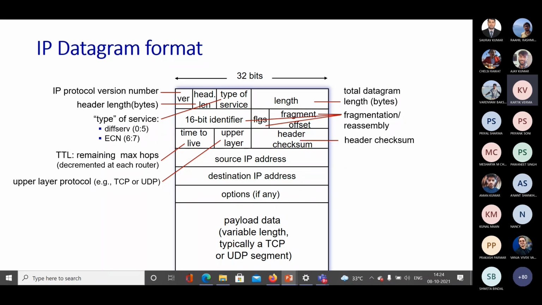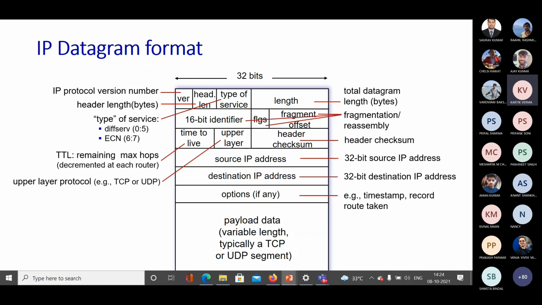we know that the header checksum will be there. Then we have a 32-bit source IP address and a 32-bit destination IP address. Now, what are the options? Options can be there, for example, a timestamp on the packet, if you want one. And you can also record the route that has been taken by the packet to reach the particular destination. These are some option fields that can be used as and when required by the administrator for the given kind of application.